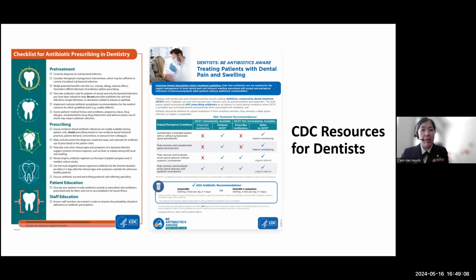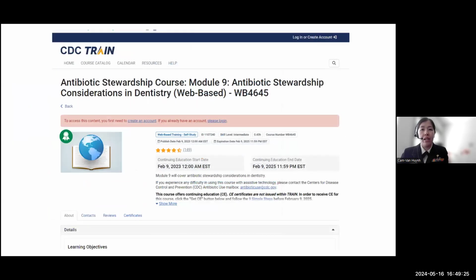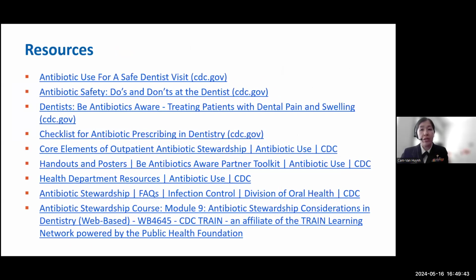For dentists, we have a checklist for antibiotic prescribing in dentistry that is being updated to reflect current antibiotic prescribing best practices, and our Be Antibiotics Aware treating patients with dental pain and swelling resource. It's an easy to use guide summarizing the ADA's clinical practice guidelines for treating dental infections. For those interested in learning more about antibiotic stewardship considerations in dentistry, CDC, as mentioned before, has a resource that can be distributed to anyone working in dental facilities or with them to improve antibiotic prescribing. And here's a list of resources that are available from CDC, including the ones mentioned previously.